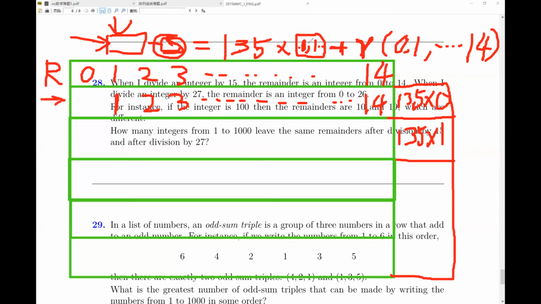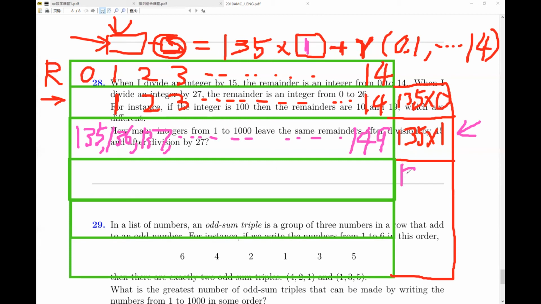Then we change this one to 1. When this is 1, already recorded here. So 135 times 1. Now we need to plus the remainder. Remainder is from 0 to 14. So the first one is 135. Second one, plus remainder 1, so 136. Now keep going, 137. So until the last one, 135 plus 14, this is 149. All the numbers in this table are the candidates for the question here.